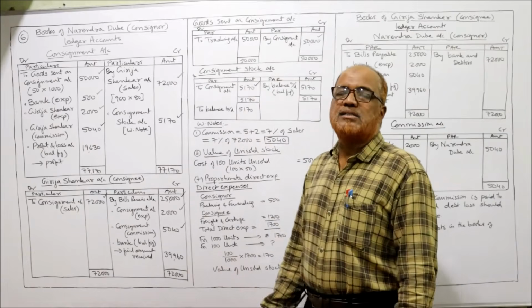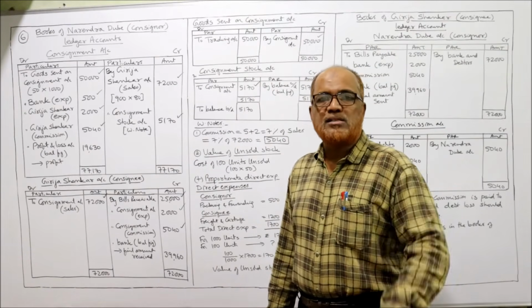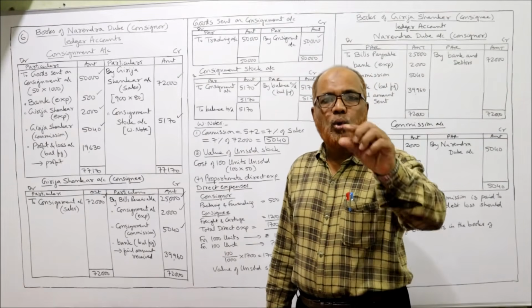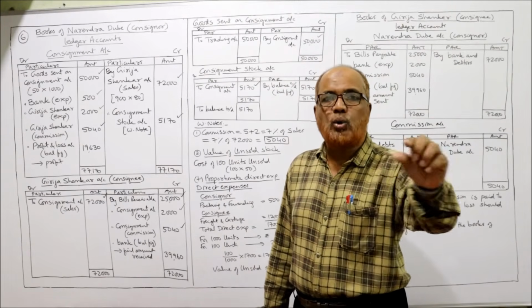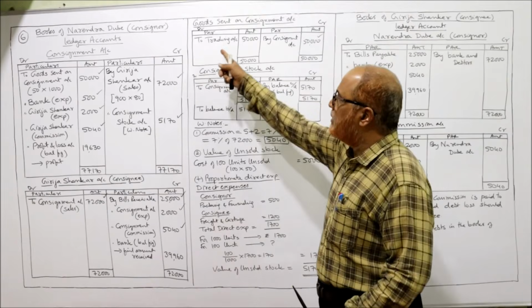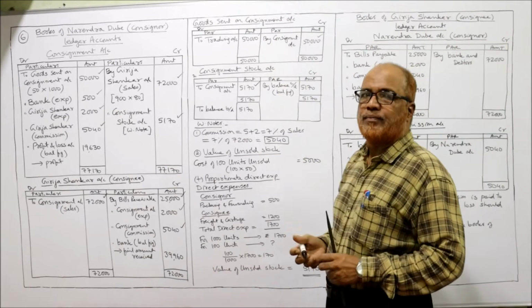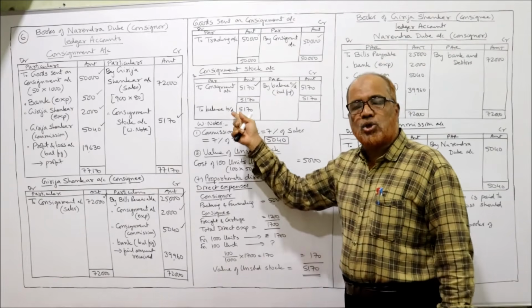Now goods sent on consignment. The goods sent on consignment should be transferred to trading account. Entry will be goods sent on consignment account debit to trading account. So here debit side to trading account 50,000. Account closed, no balance.